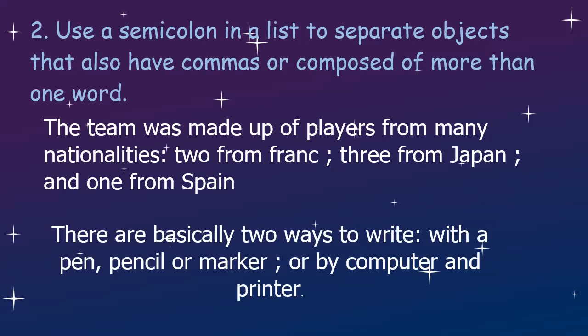The other example is, there are basically 2 ways to write: with a pen, pencil or marker; or by computer and printer. We have 2 different lists. The first one is pen, pencil and marker, and the second one is computer and printer. We use the semicolon to separate them.